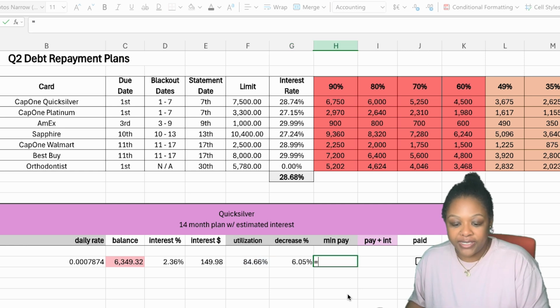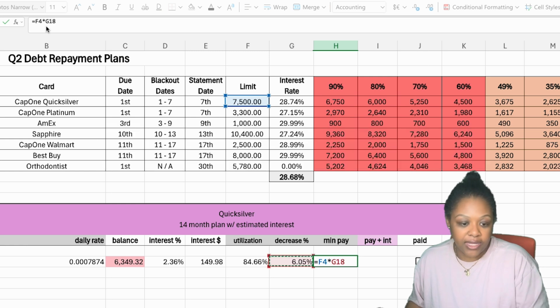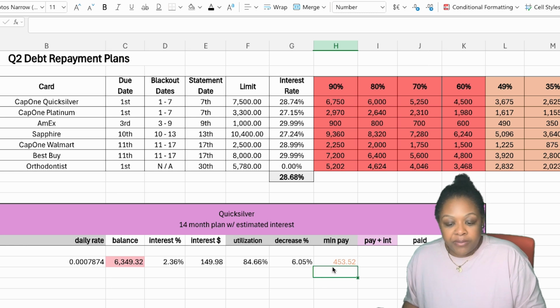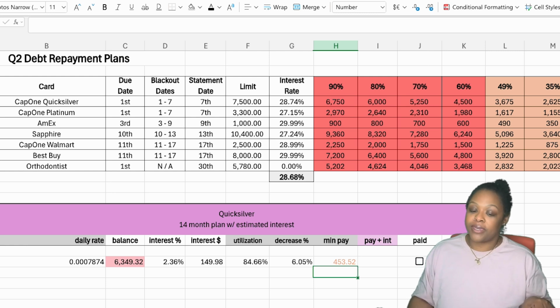So what does that equal in dollars? We're going to do the same thing. That is the limit here times the decrease percentage. And then again, we're going to anchor that limit. So my minimum payment needs to be $453.52.